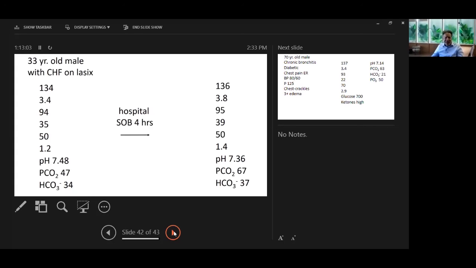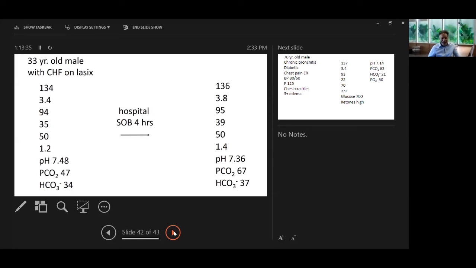I think this is the last slide. So this is a 33-year-old male who is on Lasix. The bicarbonate's elevated, so it's either metabolic alkalosis or acute or chronic respiratory acidosis. The PCO2 is elevated. The change in the PCO2 versus the change in bicarbonate is only compatible with compensated metabolic alkalosis. It's not compatible with acute respiratory acidosis or chronic respiratory acidosis. So the patient has a compensated metabolic alkalosis.